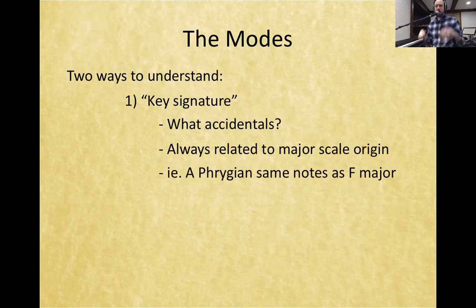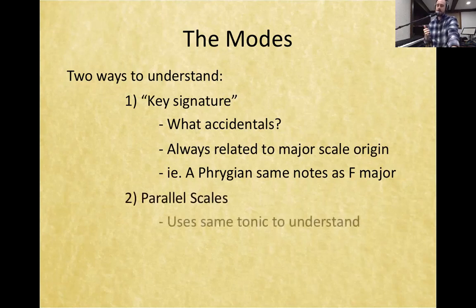So that's the example that I just gave. We would say A Phrygian, which we'll get to in a second, has the same notes as F major. So in this, you're always relating a scale based on A to a scale based on F. In the same way, you could say C Lydian is the same notes as G major. You see how we have to do this sort of comparison? And that's an interesting way of thinking about the key signature method.